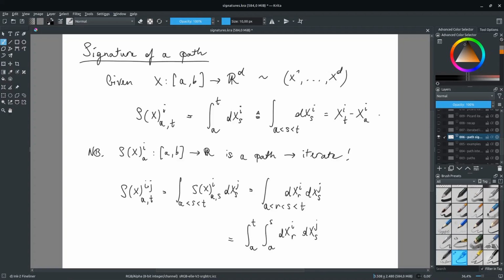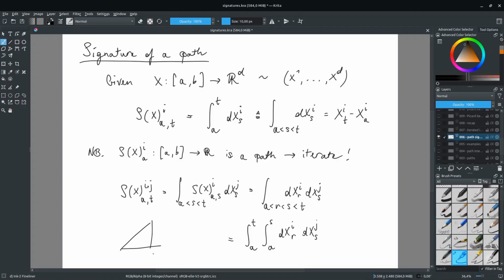So let's say here I want to integrate with two indices, i and j. I define it recursively as the integral over s from a to t of the integral of dx^i with respect to dx^j. That gives me a double integral of dx^i and dx^j, with the small detail that I'm not integrating both of them from a to t. I'm integrating s from a to t and integrating r from a to s. So in a sense, my integral is more like over a triangle.